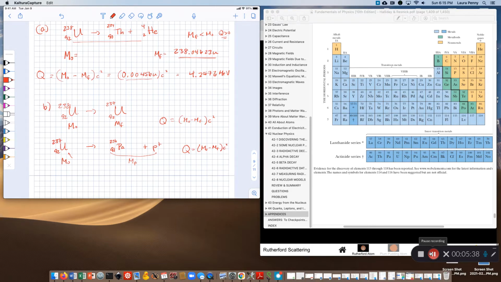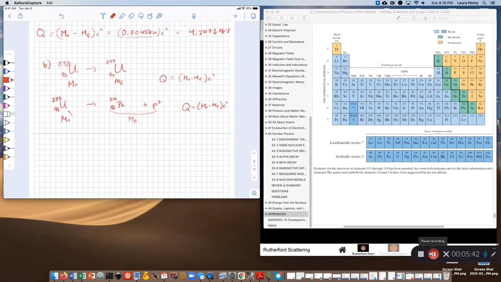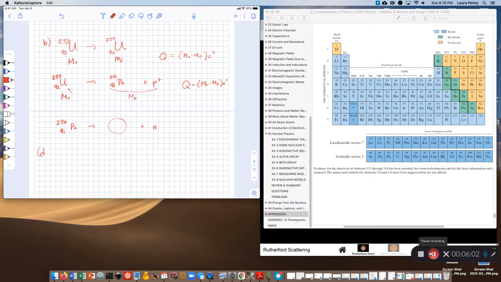And so again, you'll do a Q equals m naught minus mf times c squared. And you'll go through and do two more reactions where now the protactinium will produce something plus a neutron, and then whatever you're left with here will then release a proton. And for each step, you'll have an m naught and an mf. I do want to do the binding energy for the helium nucleus.